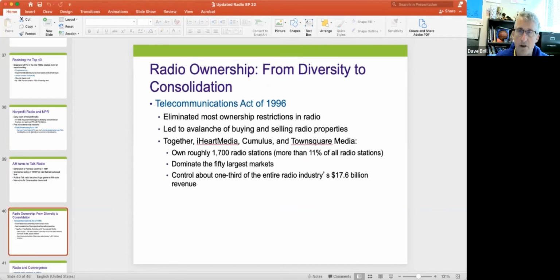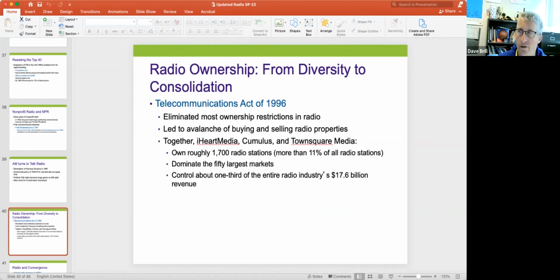All right. Also, the Telecommunications Act of 1996, another big part of radio history. It eliminated most ownership restrictions in radio. It also had to do with television as well, but radio was really the big one. It led to an avalanche of buying and selling radio properties. It lifted the idea that you could only own a couple of radio stations in a given market. It lifted the cap to, I believe, 8.